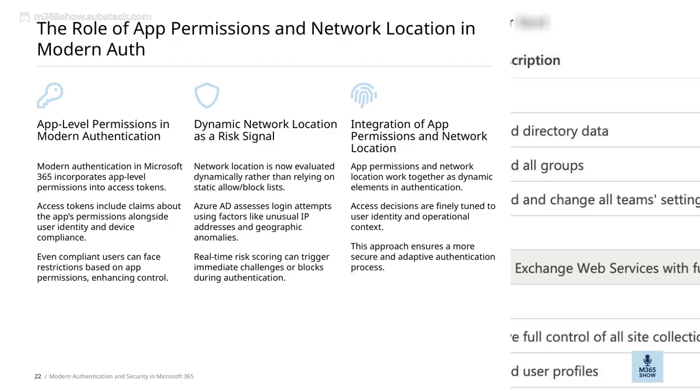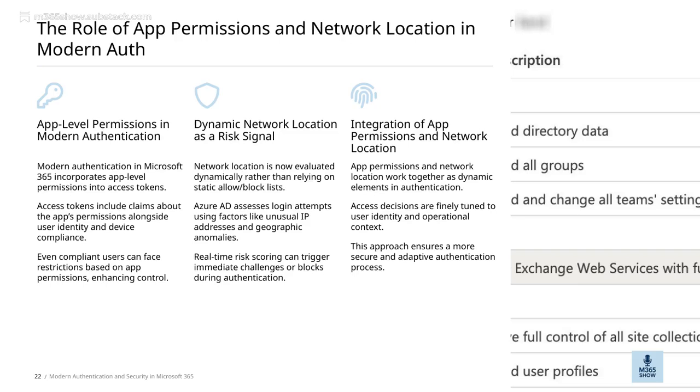Essentially, access isn't just granted based on who you are, but also on the context of your login attempt. This approach allows us to fine-tune security, making it both more robust and adaptable to different situations. When we talk about network location, it's no longer about static allow or block lists. Instead, Azure AD evaluates login attempts dynamically, considering factors like unusual IP addresses or geographic anomalies. This means that if a login attempt comes from an unexpected location, it can be flagged for extra scrutiny. In real time, risk scoring can even trigger immediate challenges or blocks during the authentication process, further enhancing security.